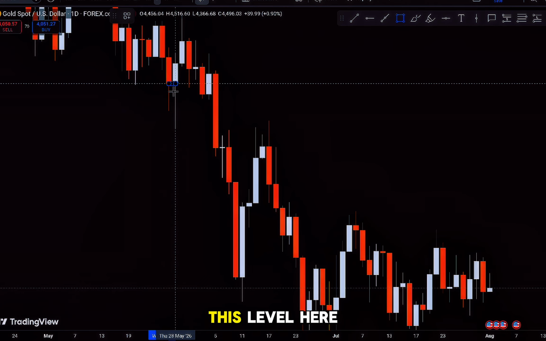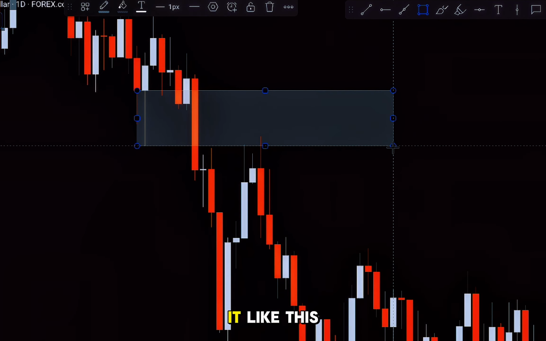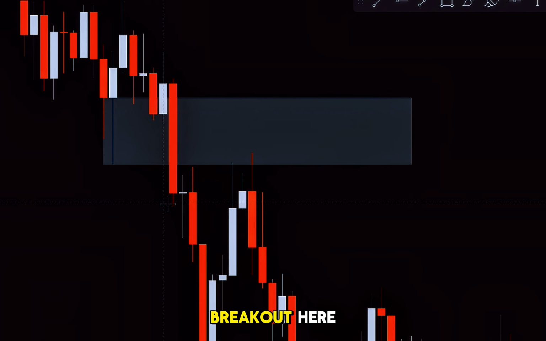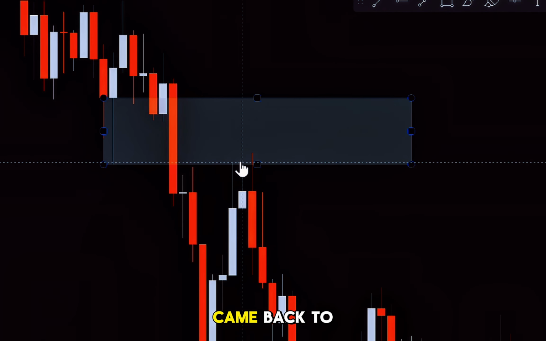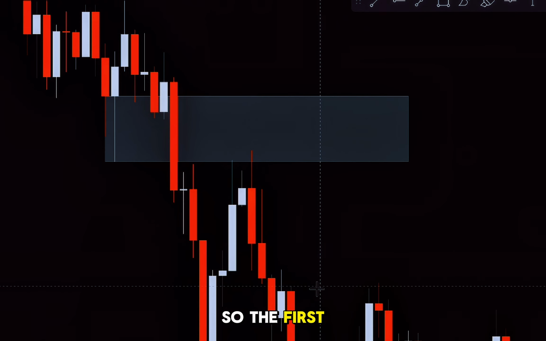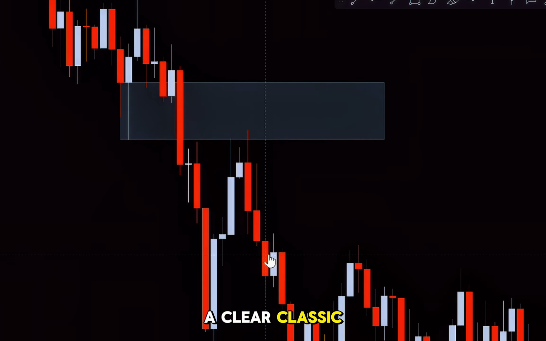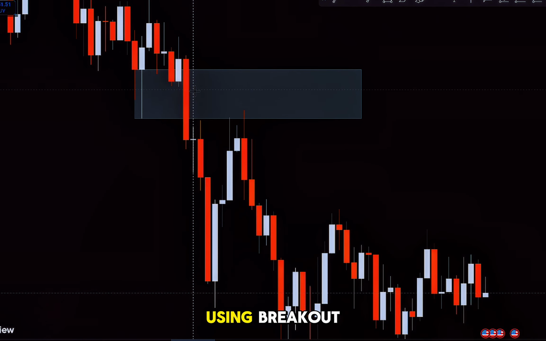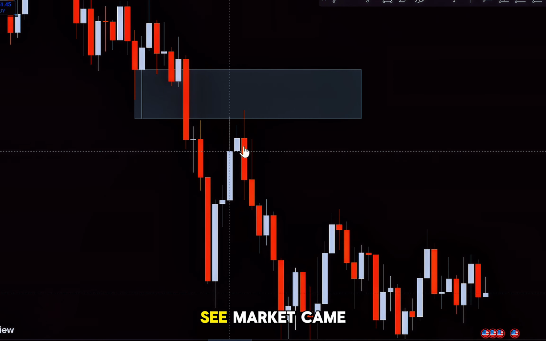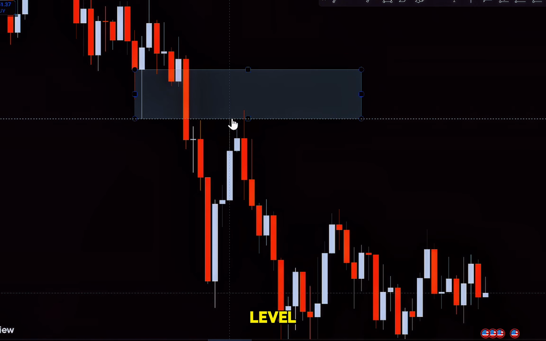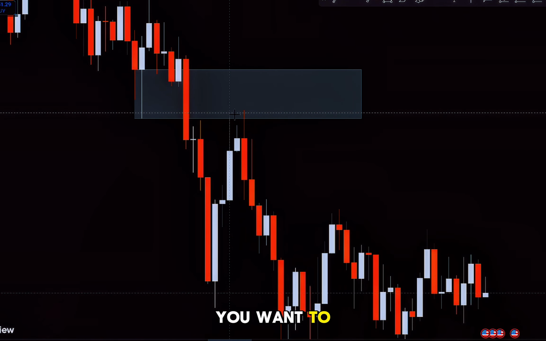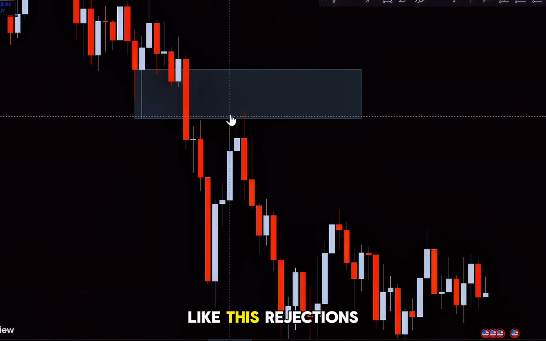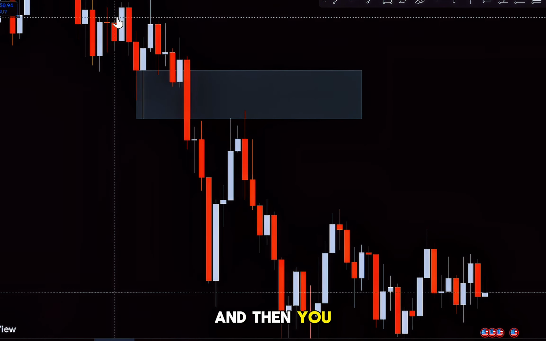We can take this level here. When we draw it like this, we can see we have a breakout here, and the market came back to it. So the first one was just a clear classic level. This one I'm using breakout. So we can see market came back into the level. You want to wait till market touches the level like this, rejections here, and then you can move to the H4 time frame.